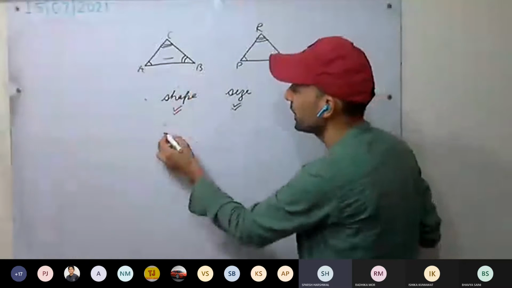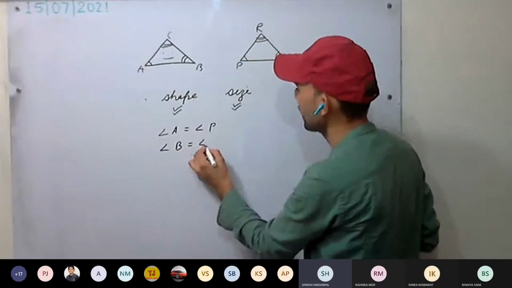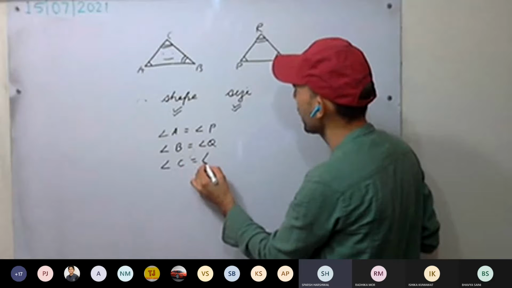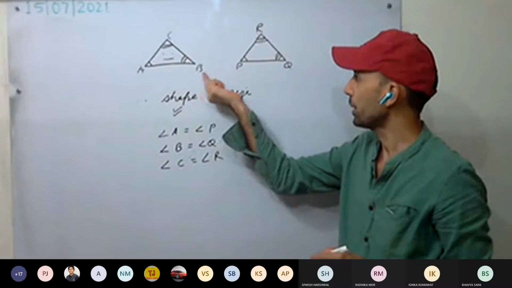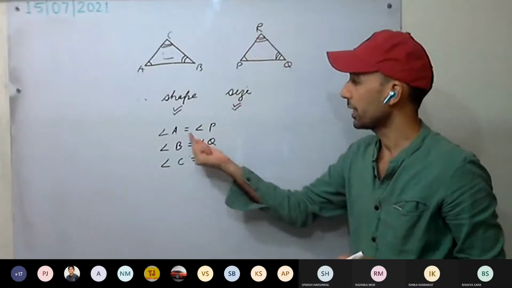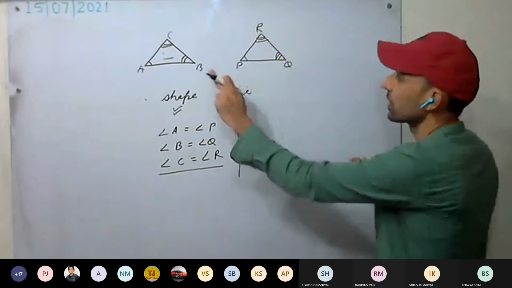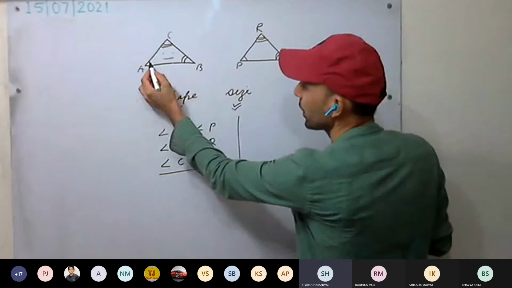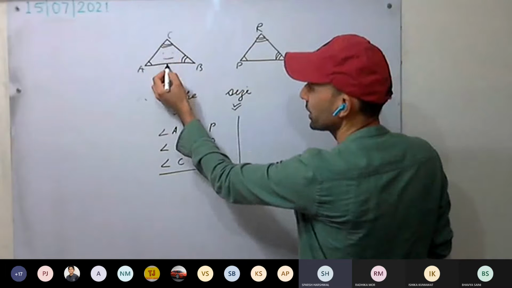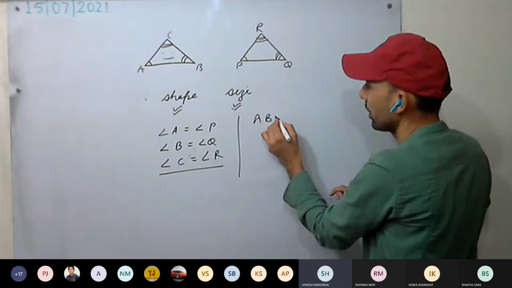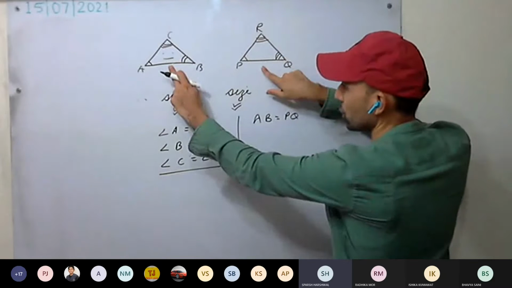It means similar means angle A equals angle P, angle B equals angle Q, angle C equals angle R. Corresponding angles are equal. A equals P, B equals Q, C equals R. These are the corresponding angles. What more is equal? Corresponding sides. Side opposite to angle C is AB. Opposite to angle R is PQ. These two sides are equal. These are the corresponding sides.